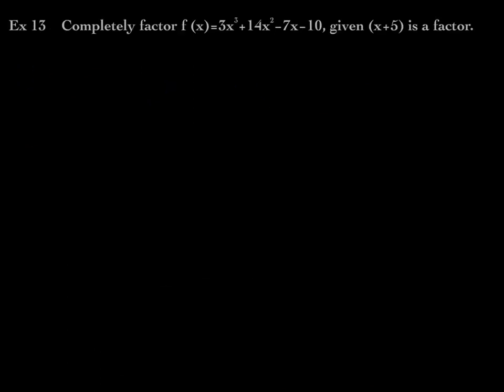All right, you guys, this next example is really important. They want us to factor this cubic polynomial completely, given x plus 5 is a factor. According to the factor theorem, if x plus 5 is a factor, that means when I use synthetic division with this factor, my remainder is 0.